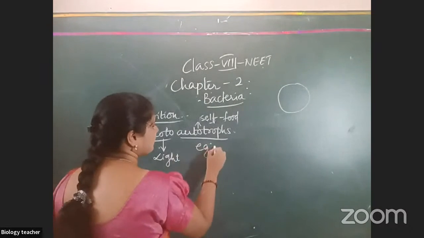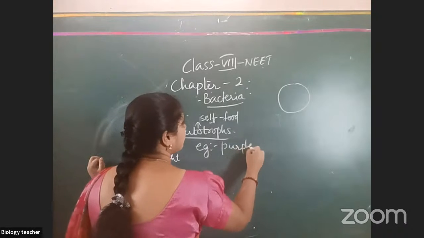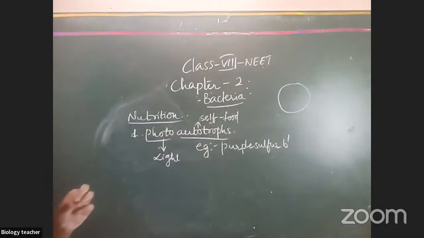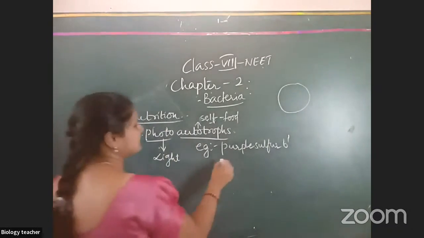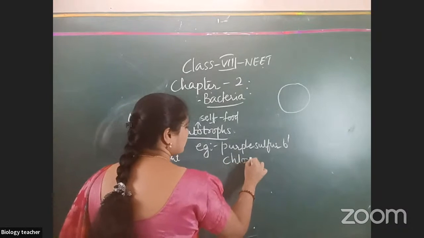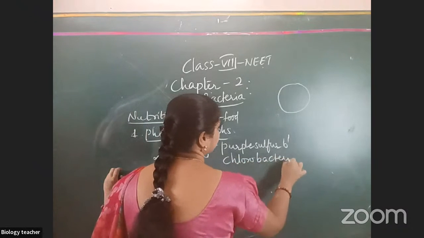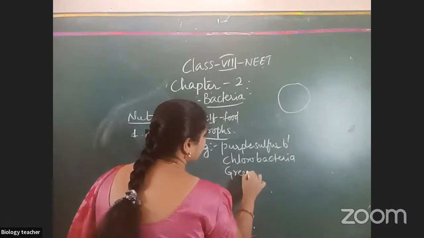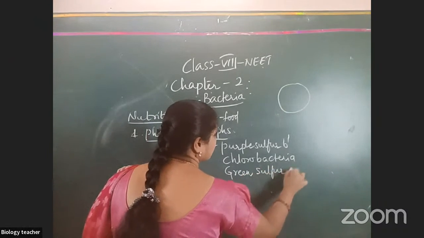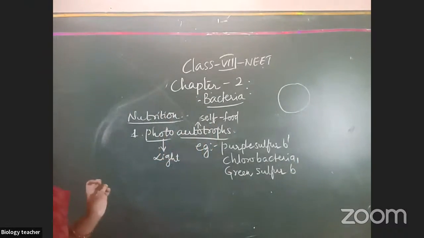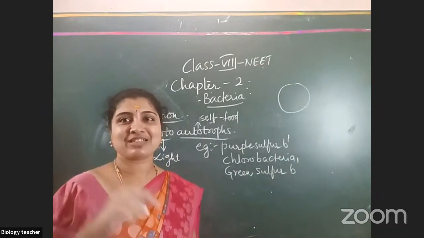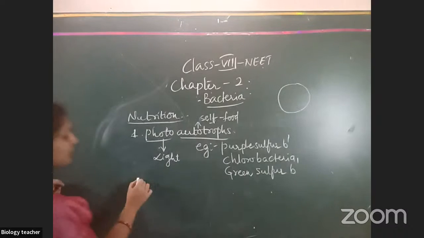Examples: purple sulfur bacteria. Next, chlorobacteria. These are the examples. Another one is green sulfur bacteria. I am writing B on the top of the slide, which is the abbreviation of bacteria. Don't write it like me, B and slash. Write bacteria.